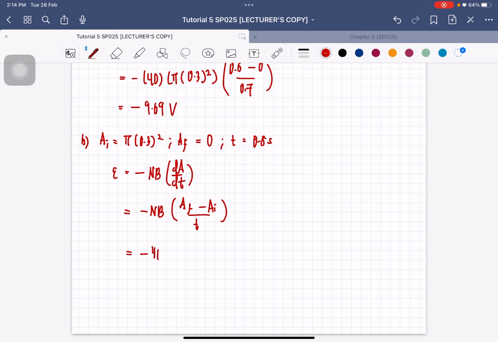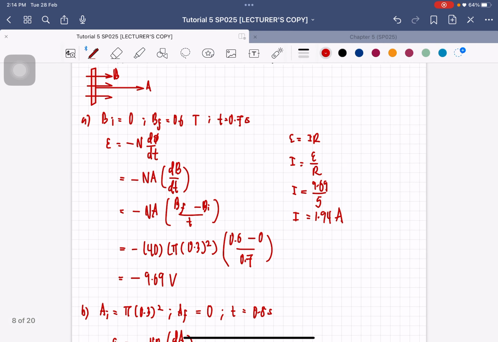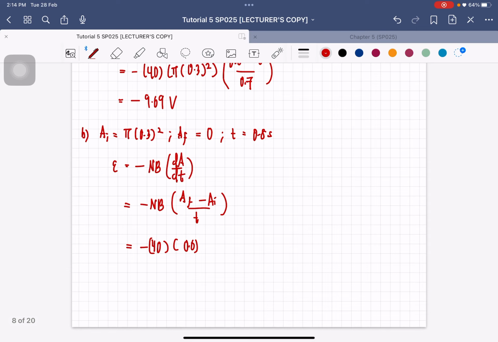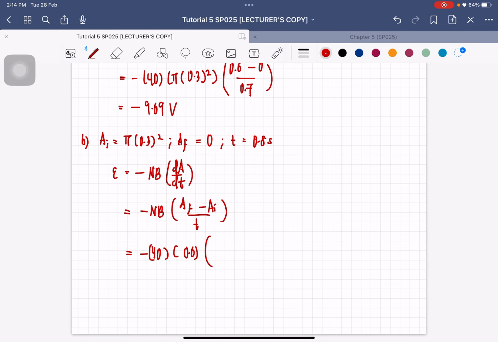So negative 40. What is the value of B? The value of B is given as 0.6 Tesla. Is it given? Yeah. Okay, it's given as 0.6 Tesla, and then this is just 0 minus pi 0.3 squared divided by the time, which is 0.8. So you'll get the induced EMF to be equal to 8.48 volt.